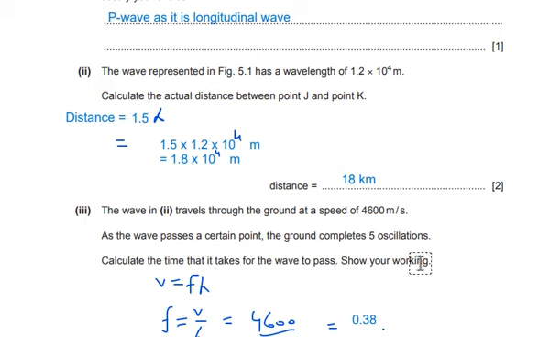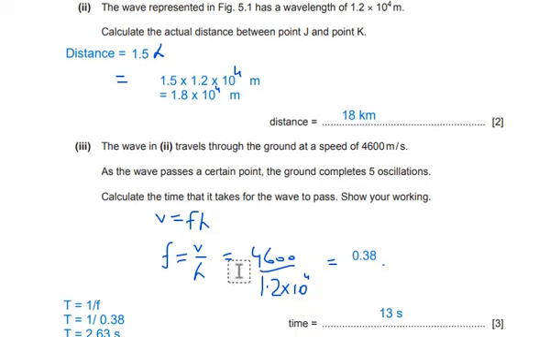Show your working. Whenever a question says show your working, we need to do all the steps. So we start with v = fλ, the wave equation. Simplify it to find f = v/λ, and substitute the values. v was 4600, given in the data, and the wavelength was given as 1.2 × 10⁴ meters. So we get the frequency as 0.38.